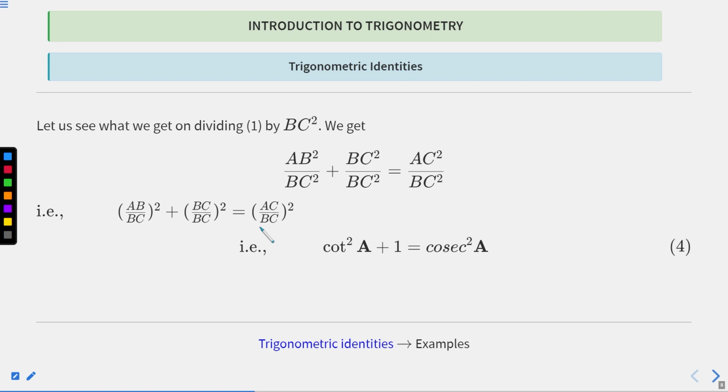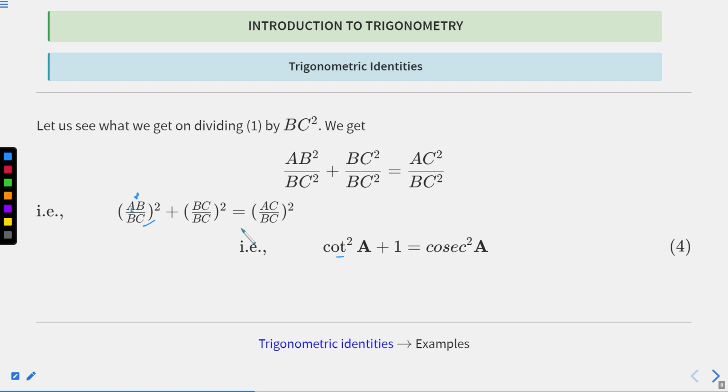Why? Because cot A is equal to 1 by tan A, and we know tan A is equal to side opposite to angle A divided by side adjacent to angle A. Here AB is the side adjacent to angle A, and BC is the side opposite to angle A. So AB by BC is equal to cot A. So (AB by BC) whole square is equal to cot square A, (BC by BC) whole square is equal to 1, and (AC by BC) whole square is equal to cosec square A.